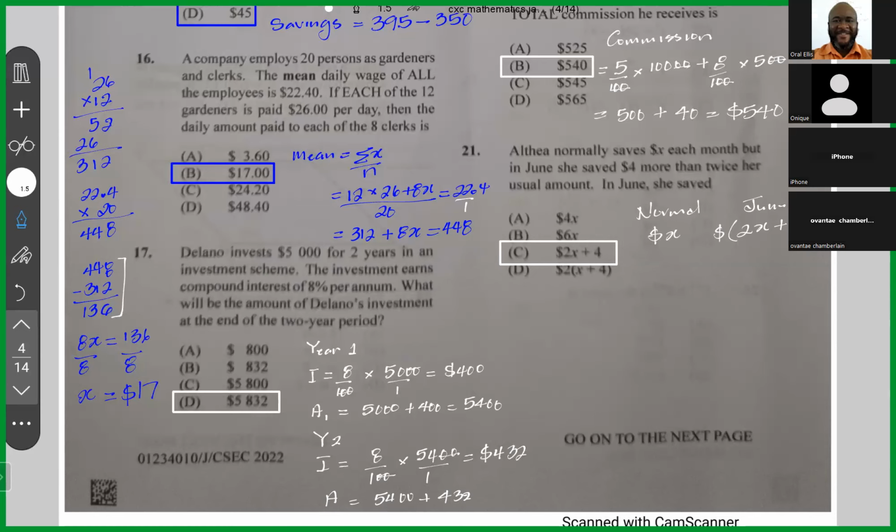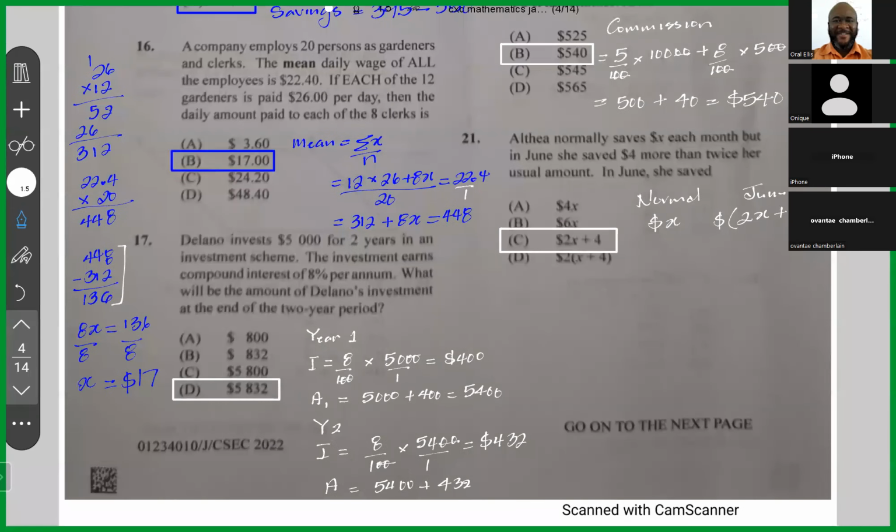Divide both sides by 8. Each of the 8 clerks was earning $17 per day. A number of persons got that one incorrect. So that's a question to look out for.